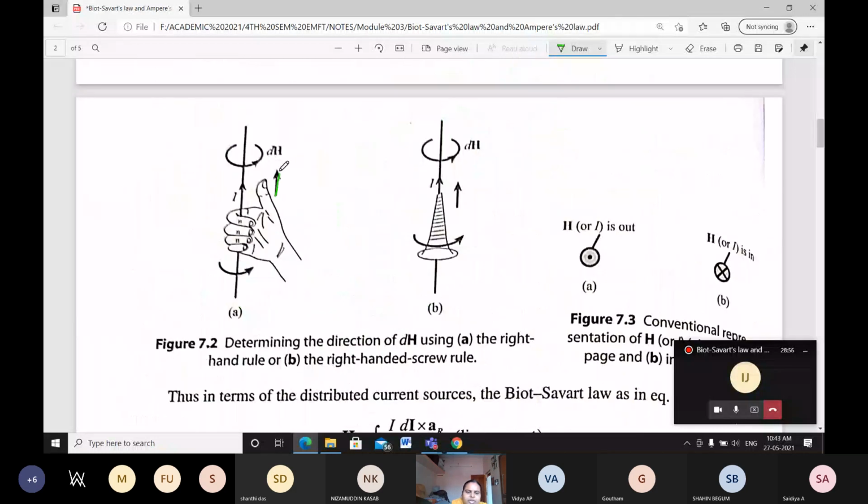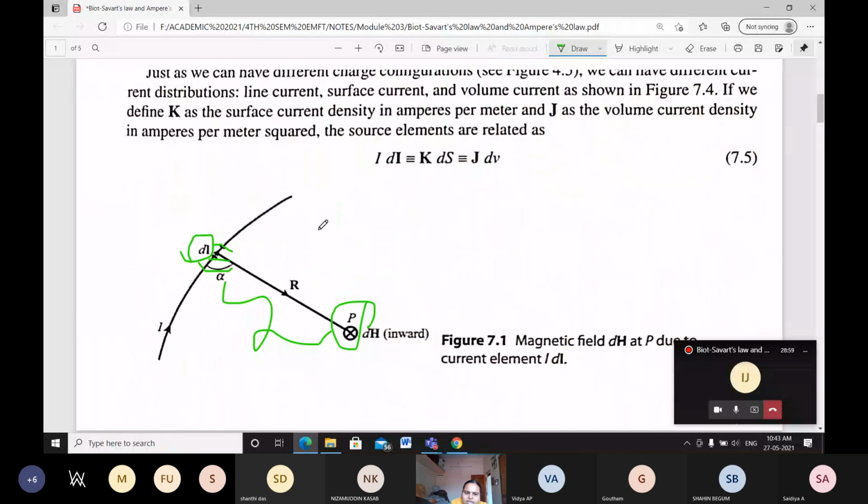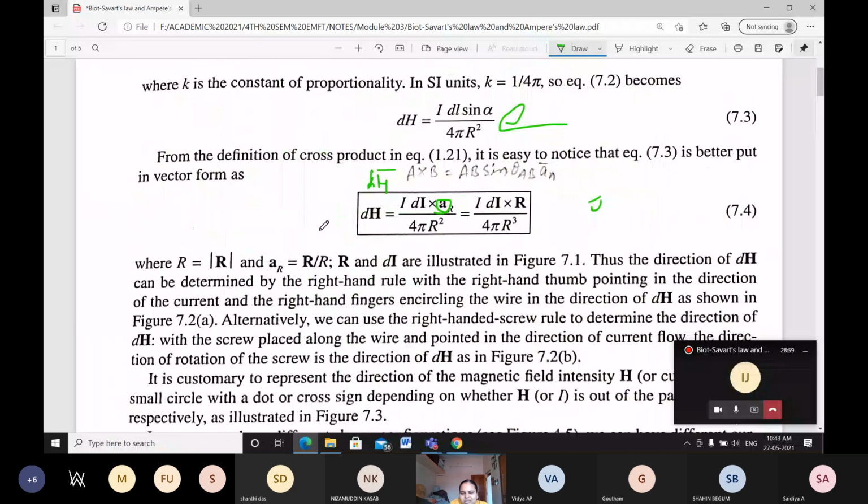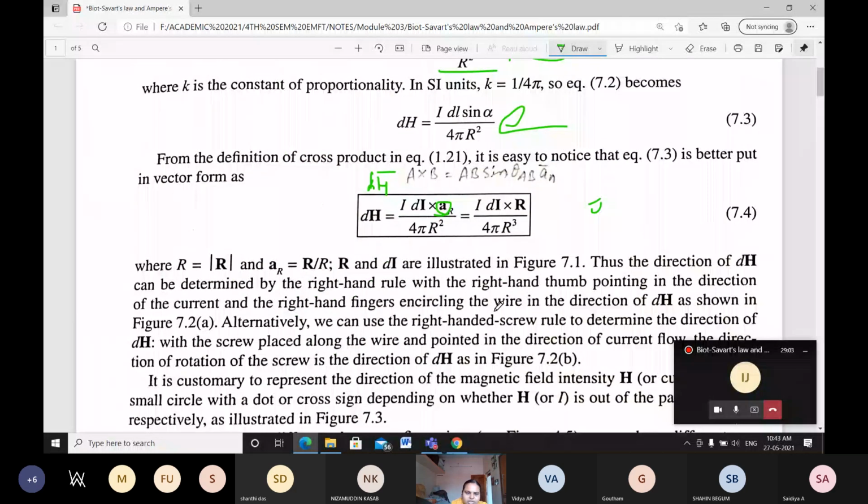Our thumb will be representing the direction of the current, and the right hand fingers encircling or enclosing the wire in the direction of dH. What it is showing here is how it is taken. The fingers, what they are representing, is in this direction.